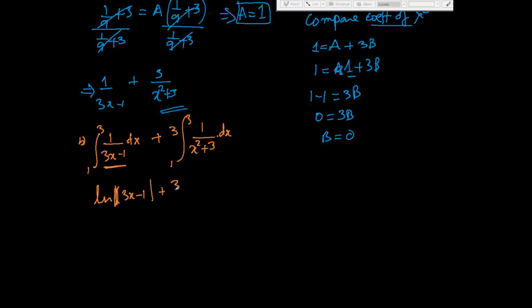Plus 3. Now it is in the format of 1 over a perfect square plus square root 3 squared, a perfect square plus a perfect square. Though it is not a perfect square, I've just made it up.